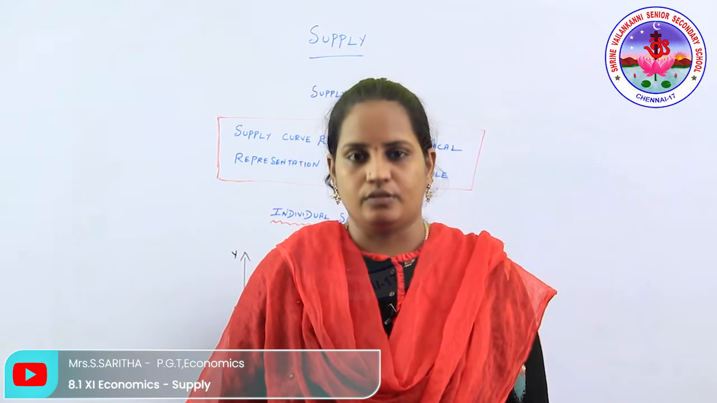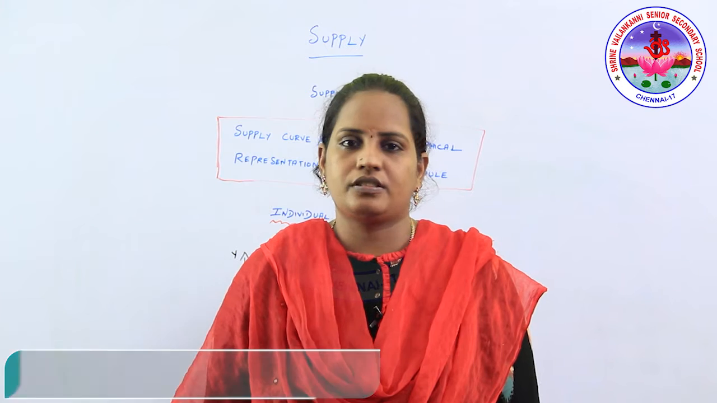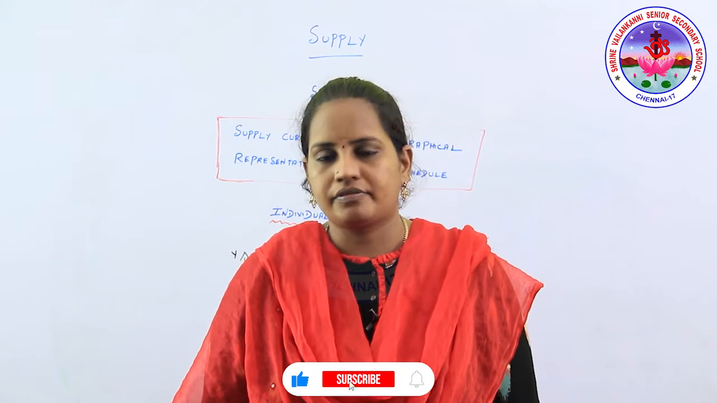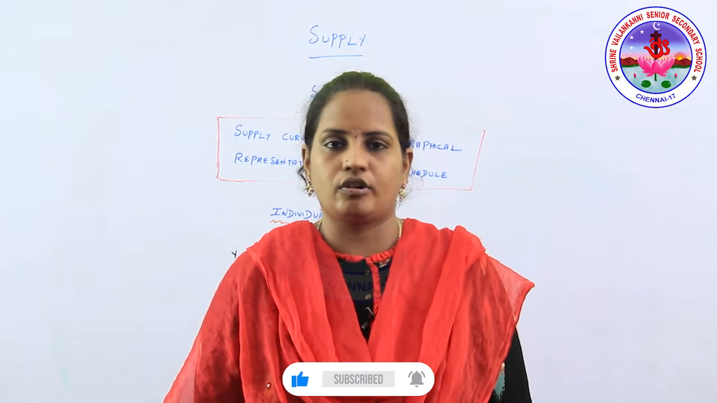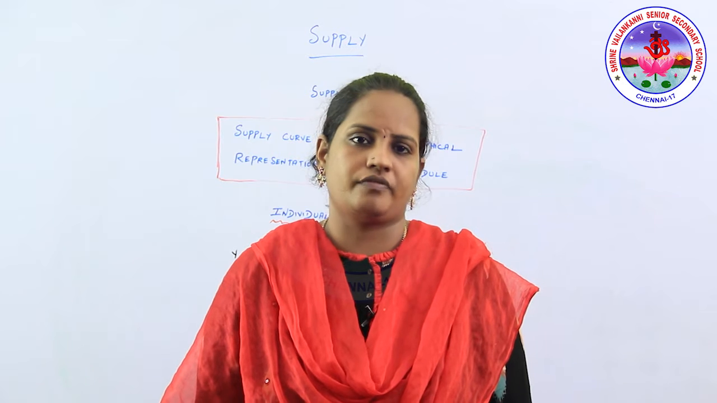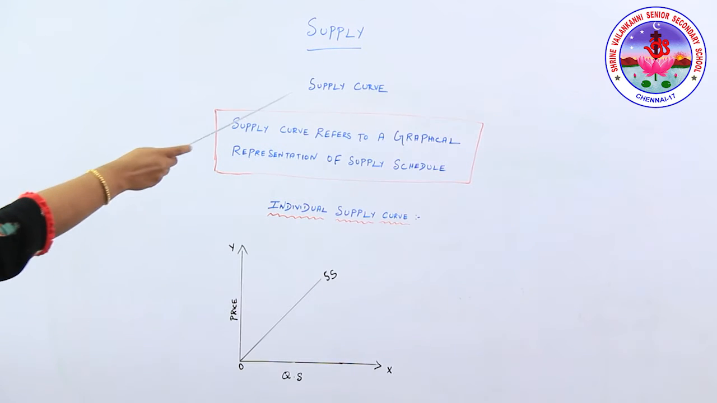Today we are going to continue supply. In that we are going to see what is individual supply curve and what is the market supply curve, the law of supply, what are the assumptions of law of supply, reasons for law of supply, and exemptions to law of supply. Let's see now. Let's start with the first one.